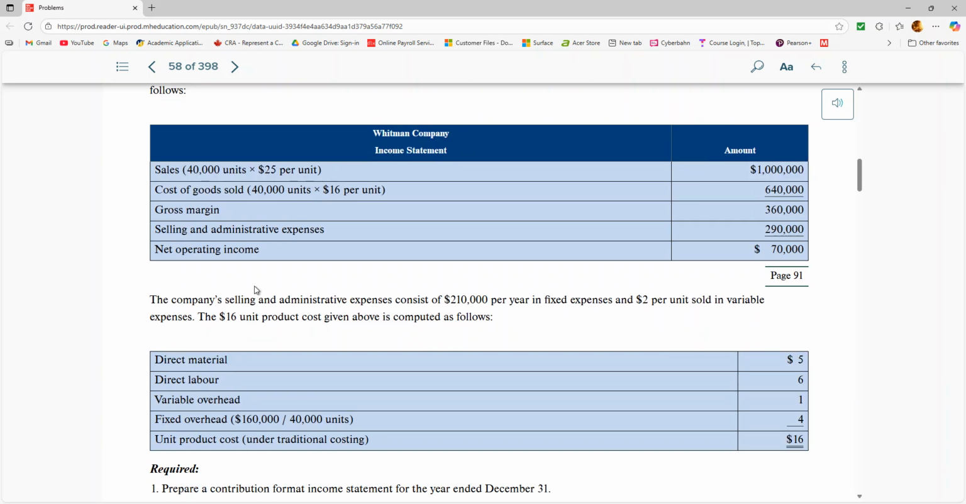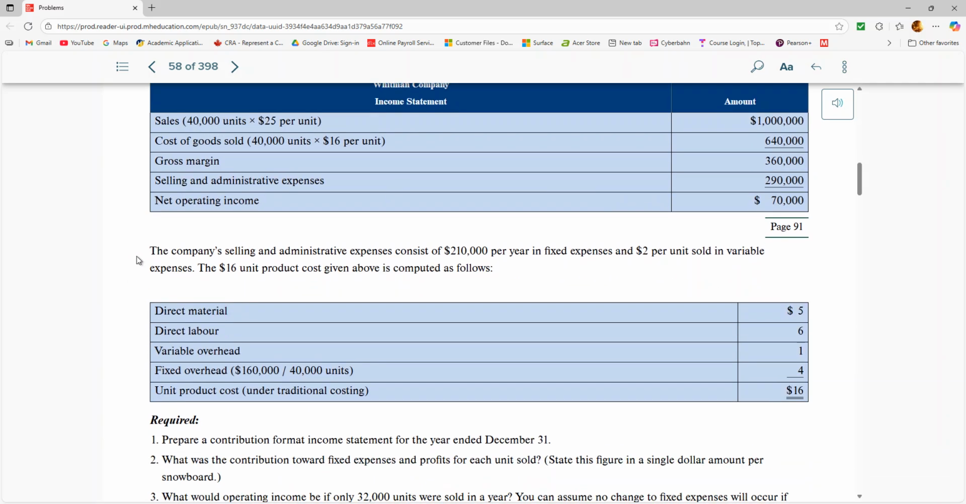So now what I'm going to do is read the rest of the question. It says the company's selling and admin expense consists of 210,000 per year in a fixed expense. You see that they gave me 290,000. Out of that, 210,000 is my fixed cost.